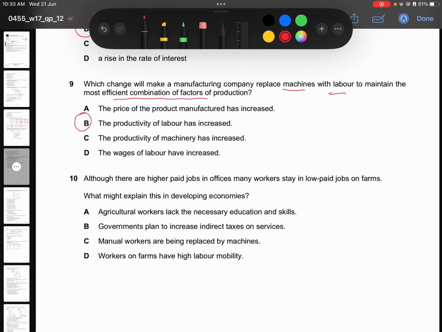Productivity of machinery has increased, it means you're likely to keep machinery, but here they're replacing machines. And the wages of labor have increased. That again increases the cost, and since labor and machinery are substitutes, if there's an increase in the price of labor, they're likely to use more machines. But since here there's more labor, the correct answer should be B.